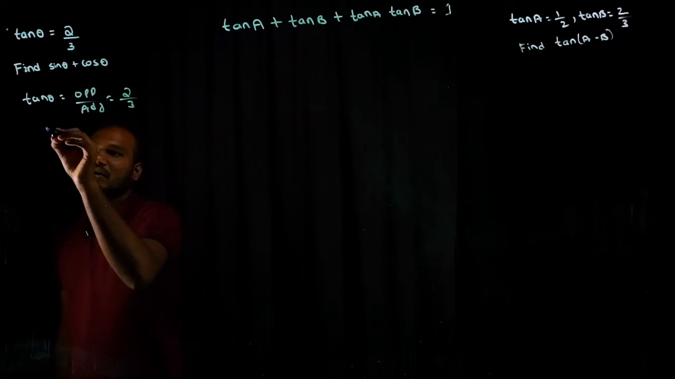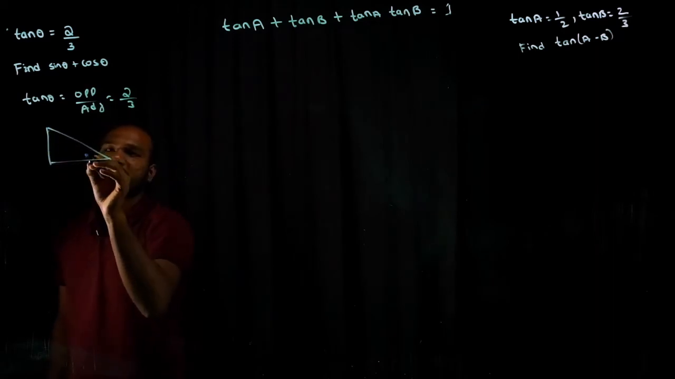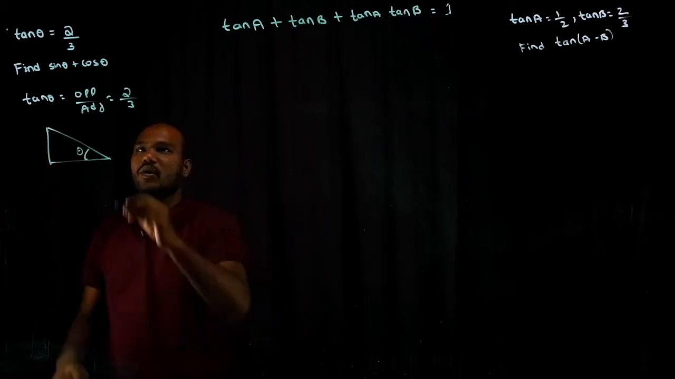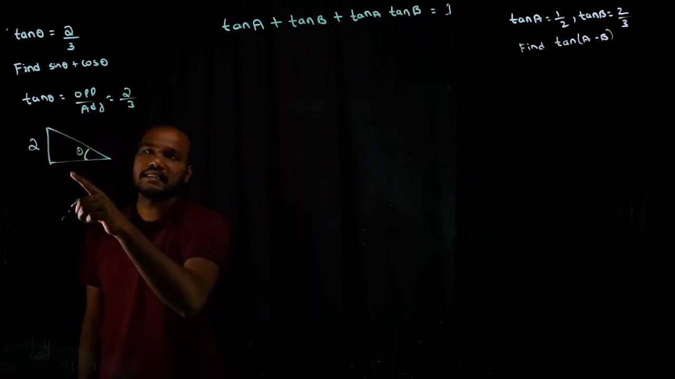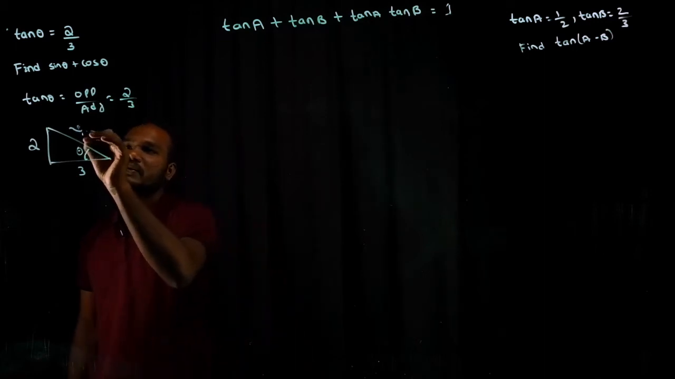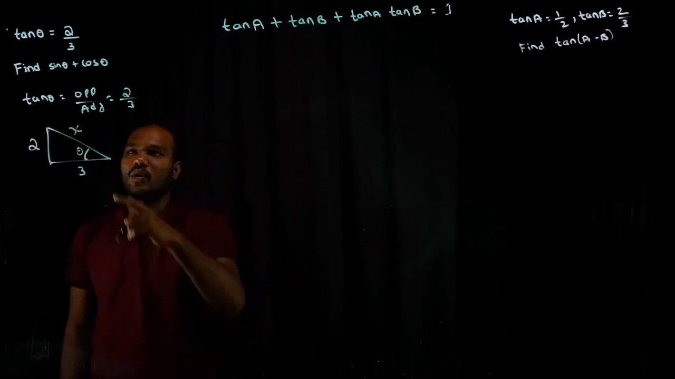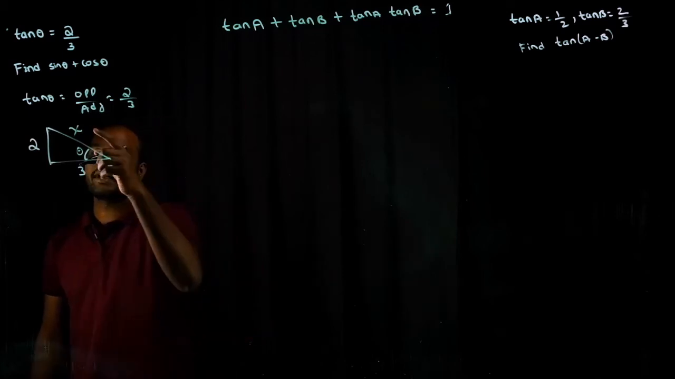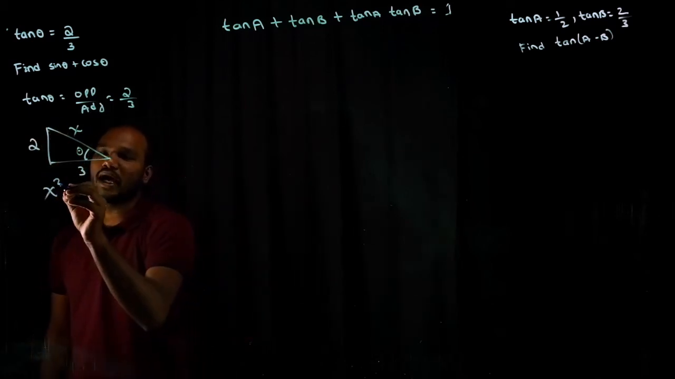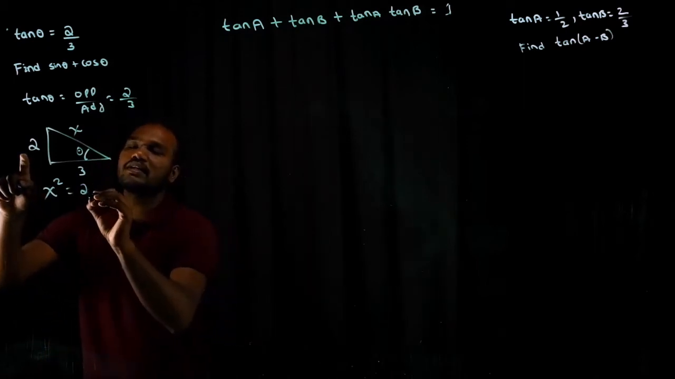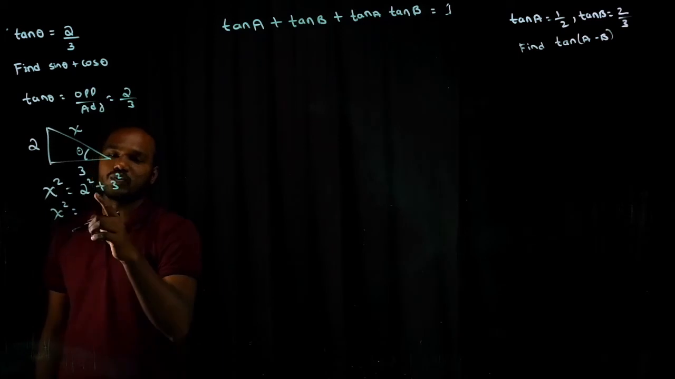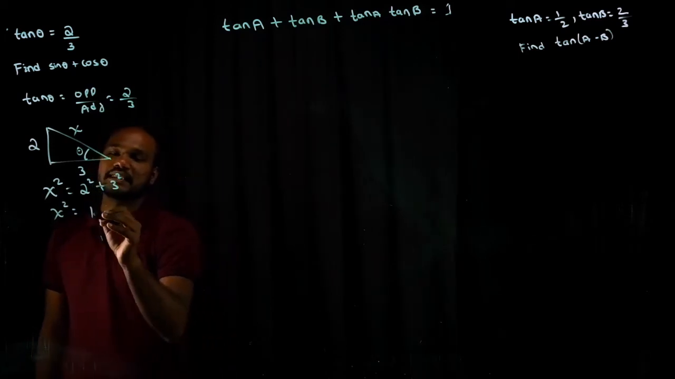So let's write down a right angle triangle. If this is theta, this is the opposite, right? The opposite is 2 and this is adjacent. Adjacent is 3, right? Now what we don't know? We don't know the x. Let's find the x value. How to find the x value? Pythagoras says the bigger square, that is the hypotenuse square, is equal to the sum of the smaller squares. So x square equal to 4 plus 9, that is 13.